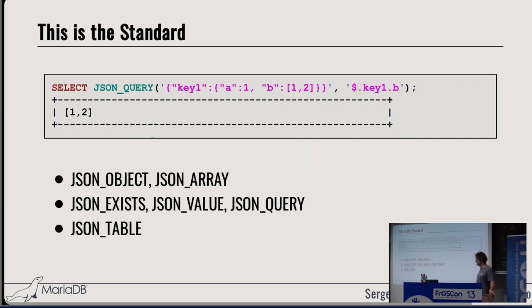And the SQL standard has those functions to work with JSON: JSON array and object to construct JSON objects, then the exists, value and query to actually query them, and JSON table to convert JSON into something that looks like an SQL table that you can select from. Although this last function is not yet in MariaDB, only in the latest MySQL version. But still, you can see this is a very Spartan set of functions that only allows you to query JSON, and not much else.